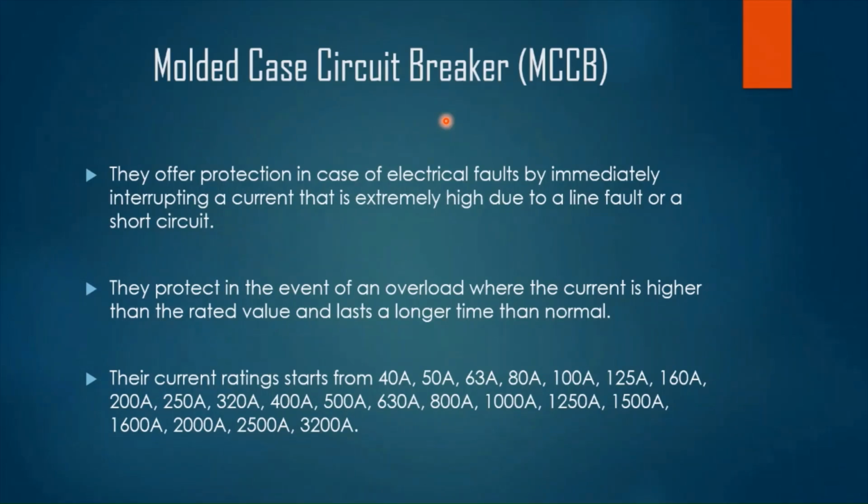The second type of low voltage circuit breaker is the molded case circuit breaker. They also perform the same function as a miniature circuit breaker by protecting circuits from overload and short circuits. However, this type of circuit breaker can carry and protect higher current loads than a miniature circuit breaker. This type of circuit breaker has current ratings from 40 amperes up to 3200 amperes. But keep in mind that loads higher than 630 amperes are advised to be protected by air circuit breakers, and that is according to different wiring codes.